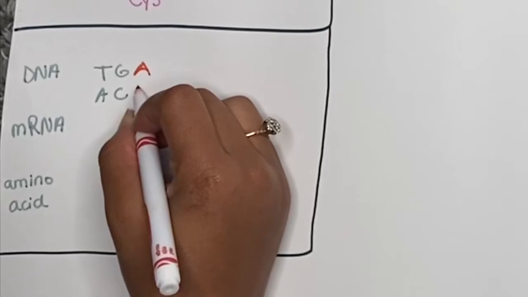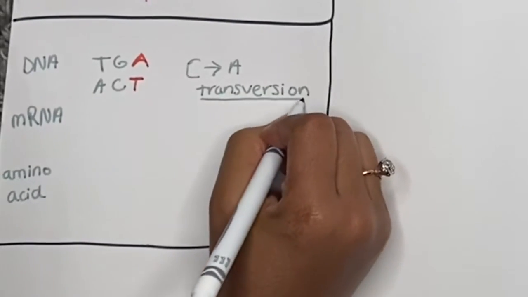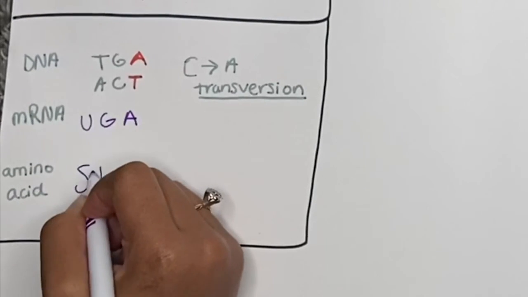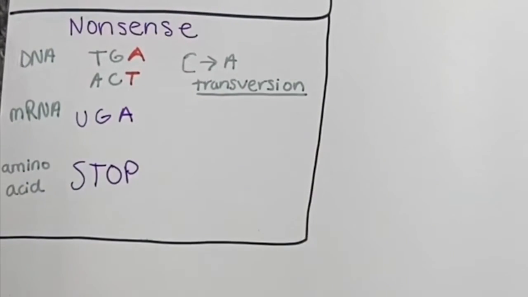Next up is a nonsense point mutation. This type of point mutation changes a codon that would normally code for an amino acid into a stop codon. If the C in the DNA coding strand mutates to an A, the resulting mRNA sequence will be UGA, which signals stop. This mutation is a transversion because it is going from pyrimidine to purine.